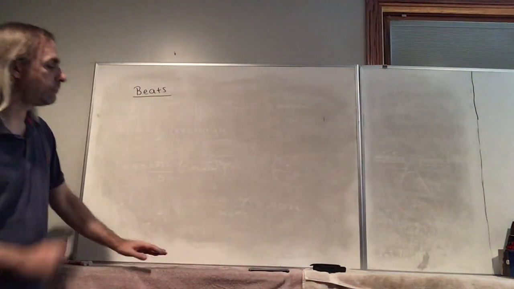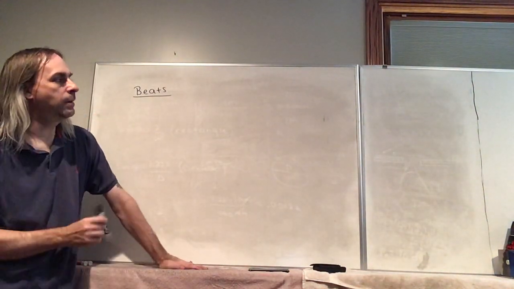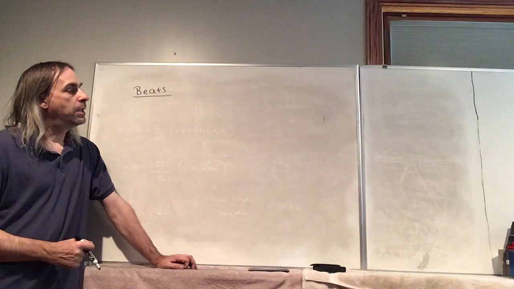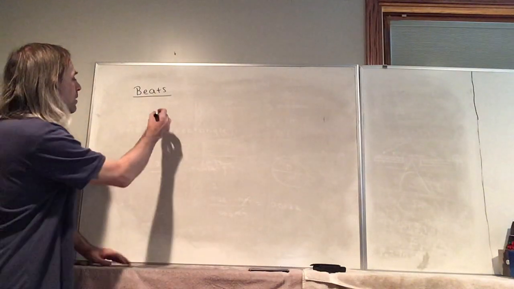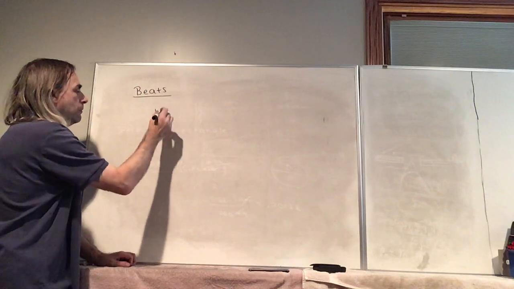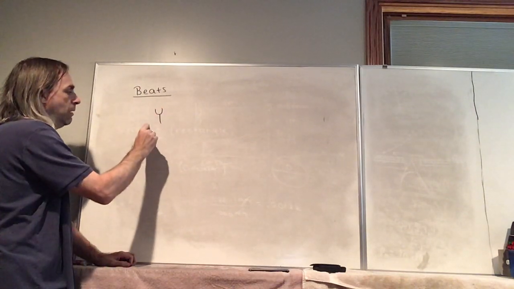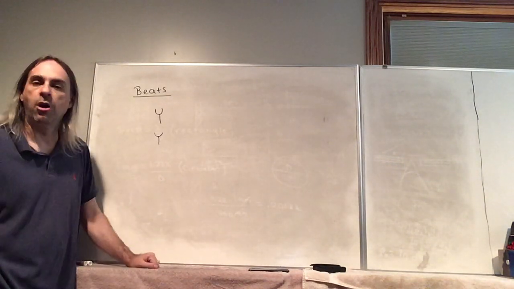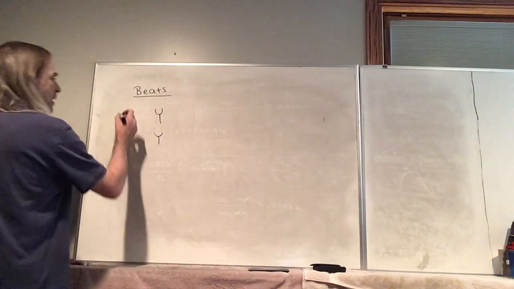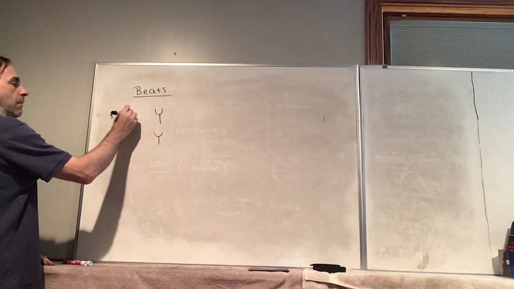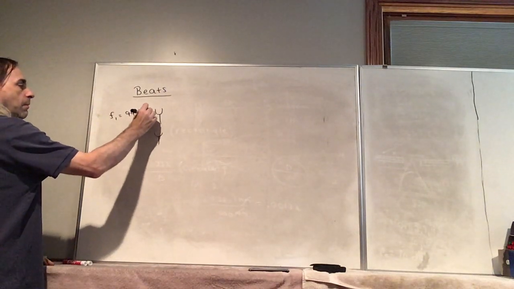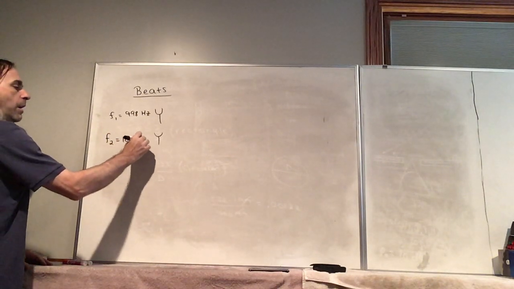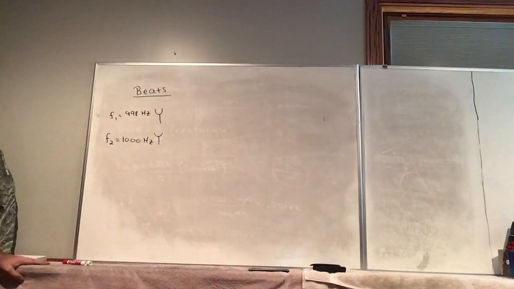Hello, class. Okay, so we're going to talk about something called beats, or the beat frequency. So let's say we have two tuning forks. Let's say this is tuning fork 1, this is tuning fork 2, and we ring them both, we have them both going at the same time. And let's say the frequency of this one is 998 hertz, and the frequency of the other one is 1,000 hertz.